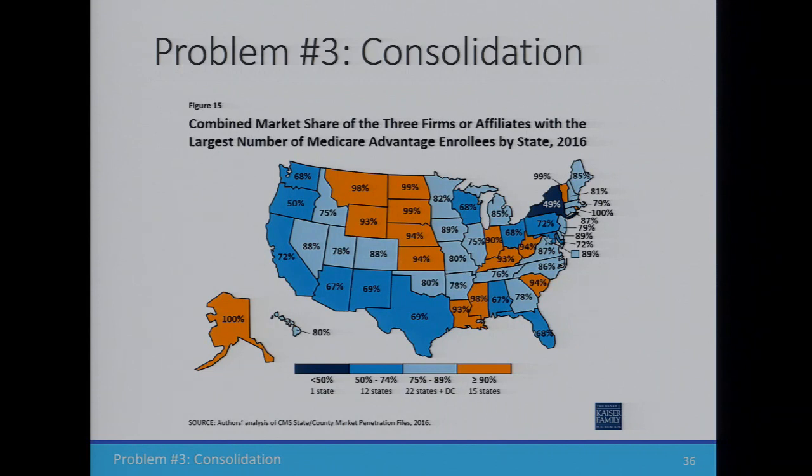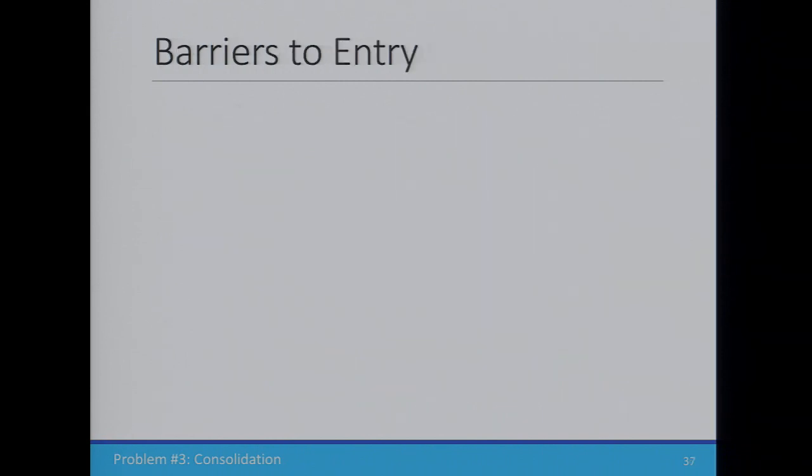Yeah, perhaps maybe 4 is good, but consolidation is a problem, and it's a problem in that they're dictating the market right now because there's so little competition. Okay. So where is this coming from? It's coming from barriers to entry.